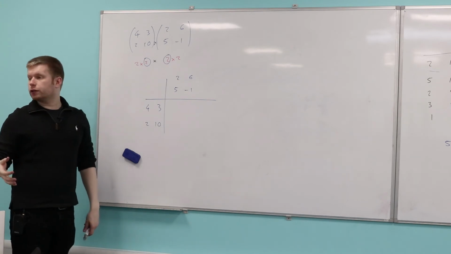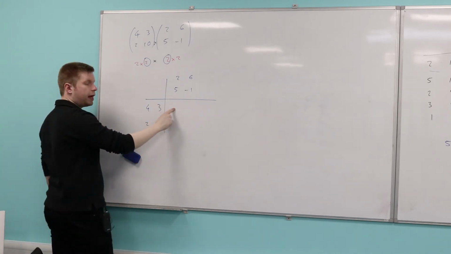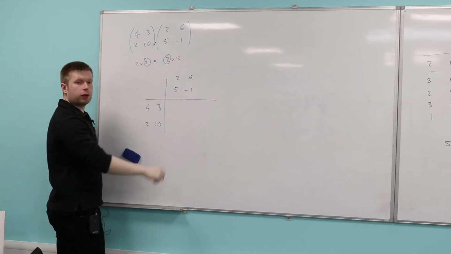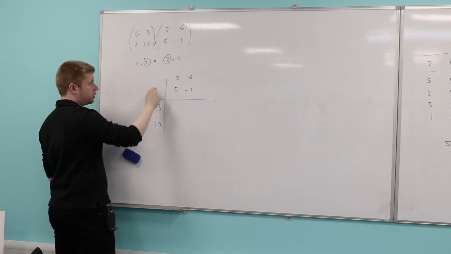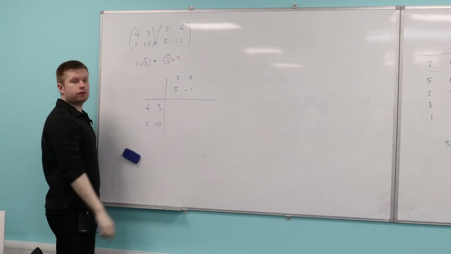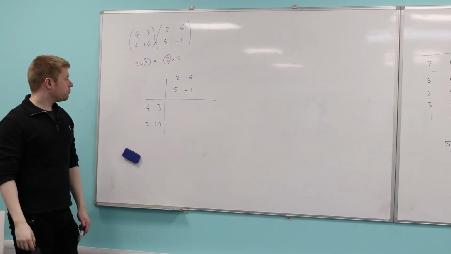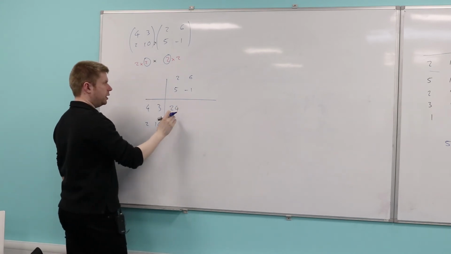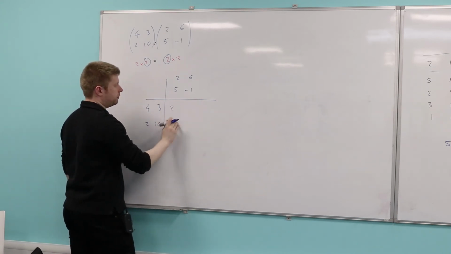Then you find the product. And to find the product, you just simply look there. You say, okay, that's that row and that column, and multiply the corresponding elements together. So 4 times 2 plus 3 times 5. What's that? Yep, 23, sorry, because it's 8 plus 15.